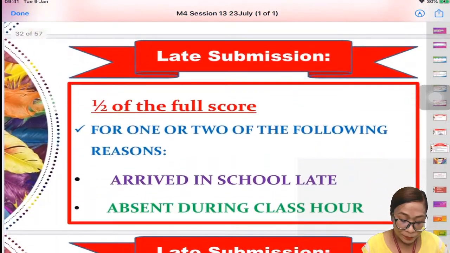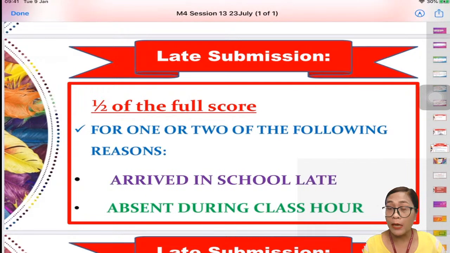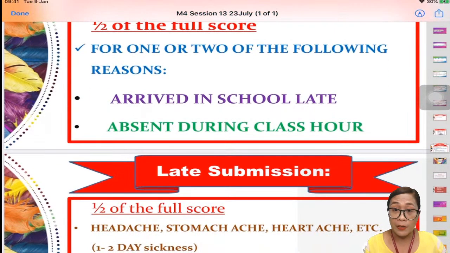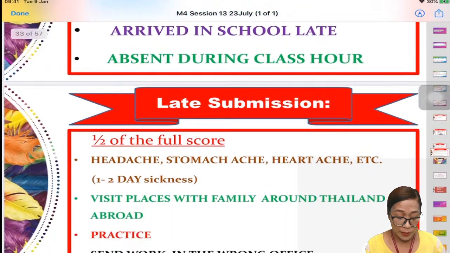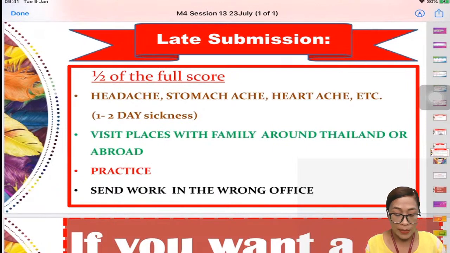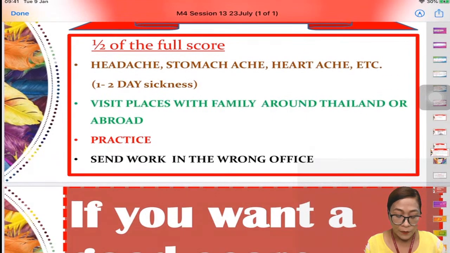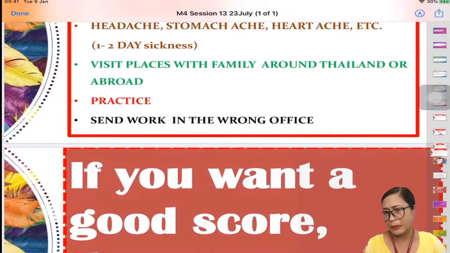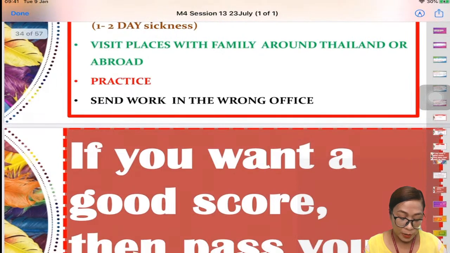Okay? So why one half of the full score? What is the reason for this? So if you arrive in school late, or are absent during class hour, it is again half of the full score. Headache, stomachache, heartache, and so on. If you visit places with your family around Thailand or abroad, if you have practice in or out of school, please be responsible, submit your work on time.